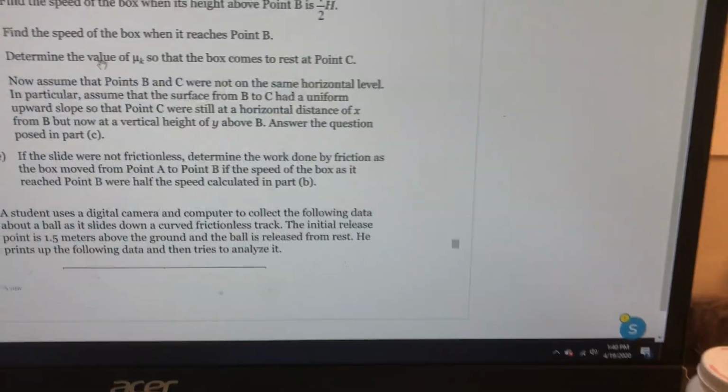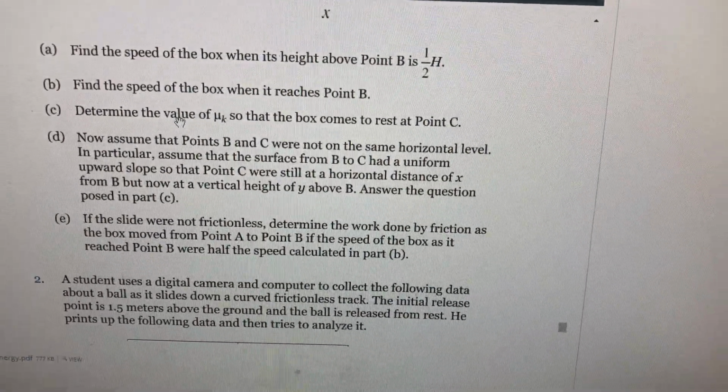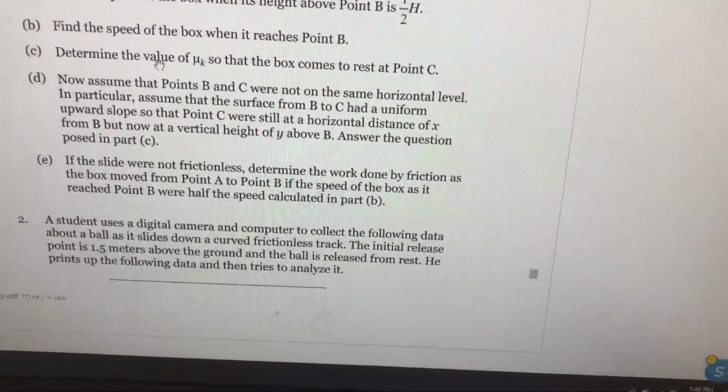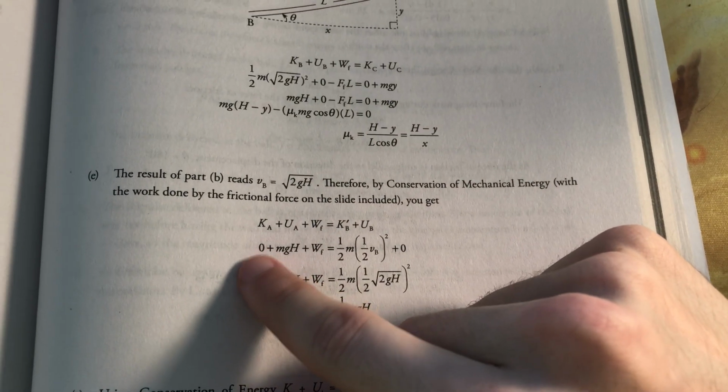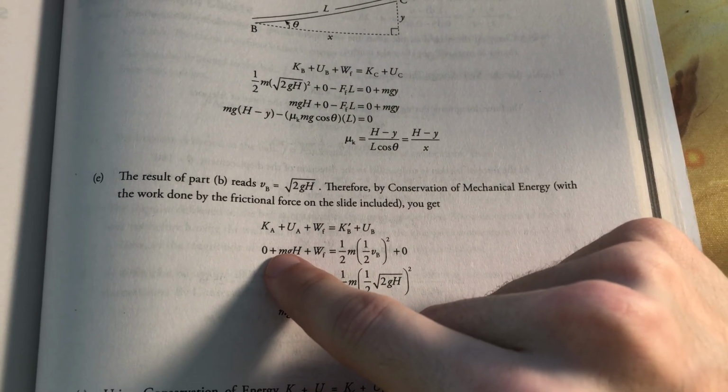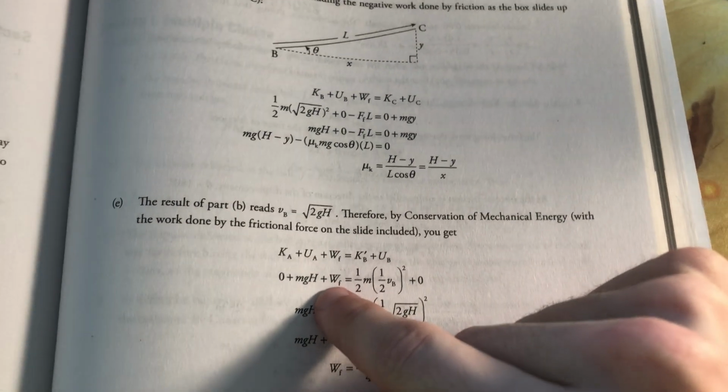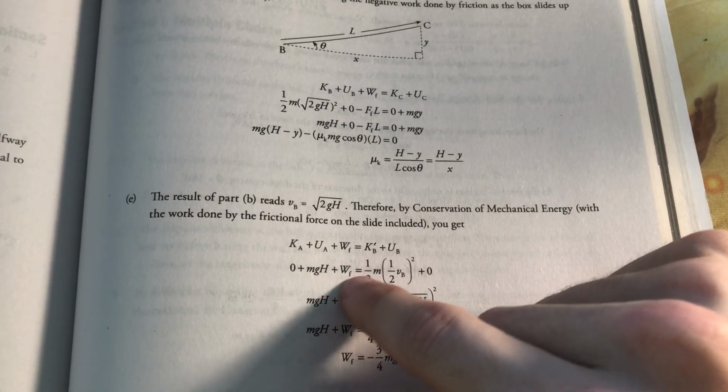All right, last but not least, we have: if the slide were not frictionless, determine the work done by friction as it moved from point A to point B, if the speed were half what was calculated in part B. All right, so here, what we're looking at is the same thing at A, there's no kinetic energy, we have GPE. And then now we're adding in friction. So here's our friction showing up.